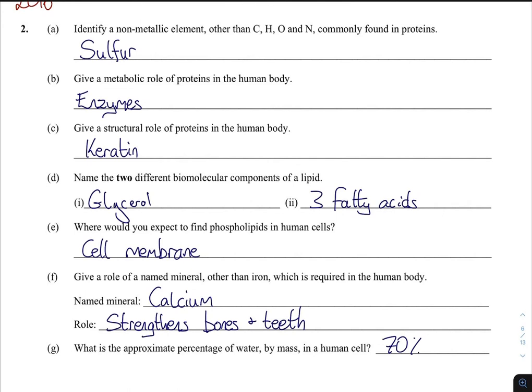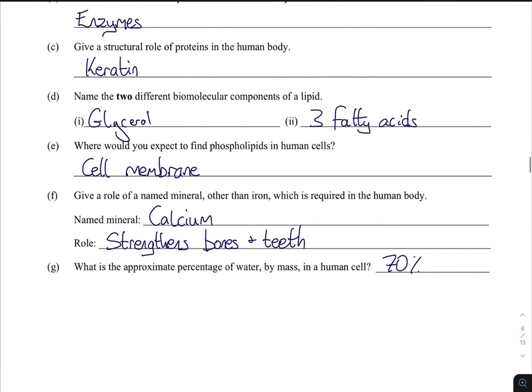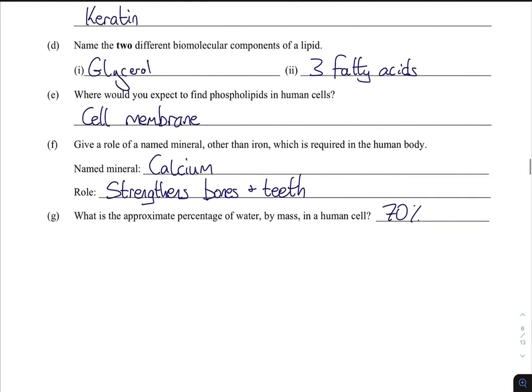Where would you expect to find phospholipids in human cells? So the cell membrane. Again, that question was poorly answered. You see a lot of students writing down insulation, or you see them writing down different parts of the body or whatever, but it specifically referred to human cells. So it has to be a part of it. So cell membrane.